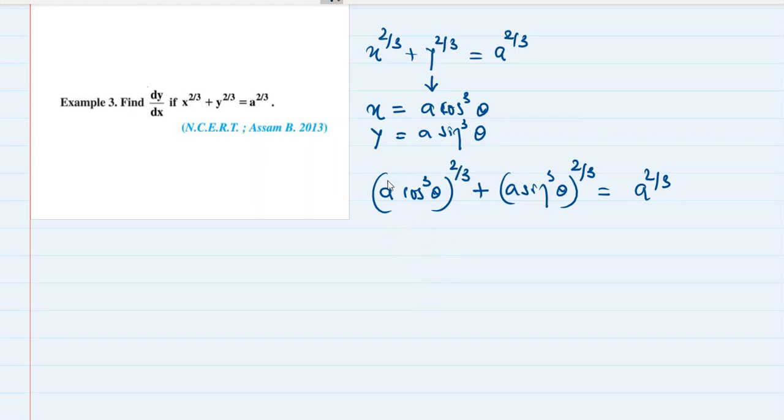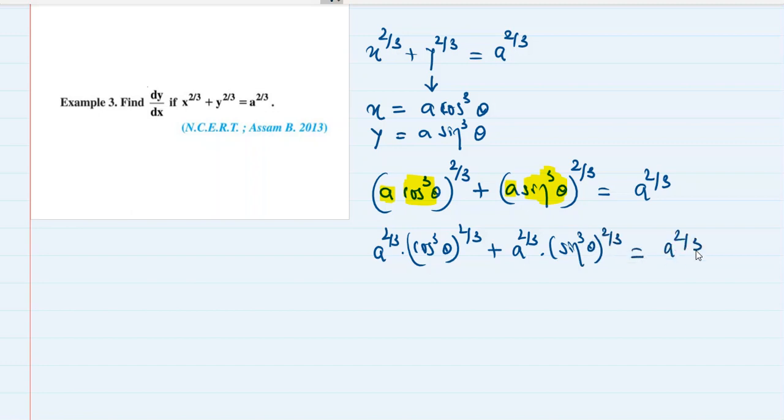See, this power gets distributed over both these terms. This power 2 by 3 gets to both a and cos cube theta. Here also a and sine cube theta get the power 2 by 3. So we get a raised to 2 by 3 multiplied by cos cube theta the whole raised to 2 by 3, plus a raised to 2 by 3 multiplied by sine cube theta the whole raised to 2 by 3 is equal to a raised to 2 by 3.